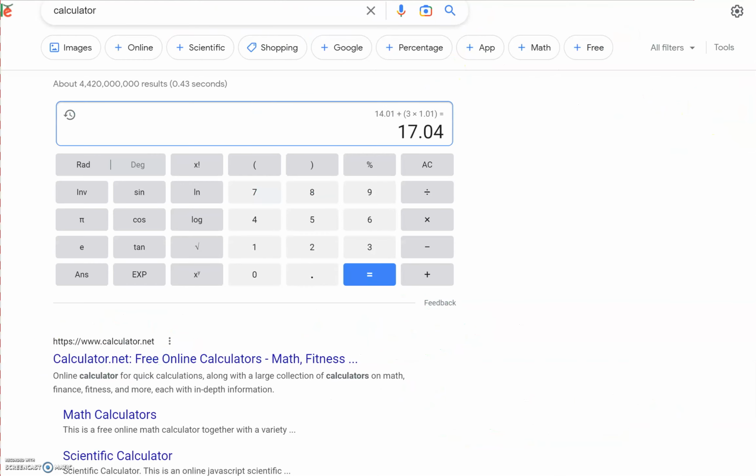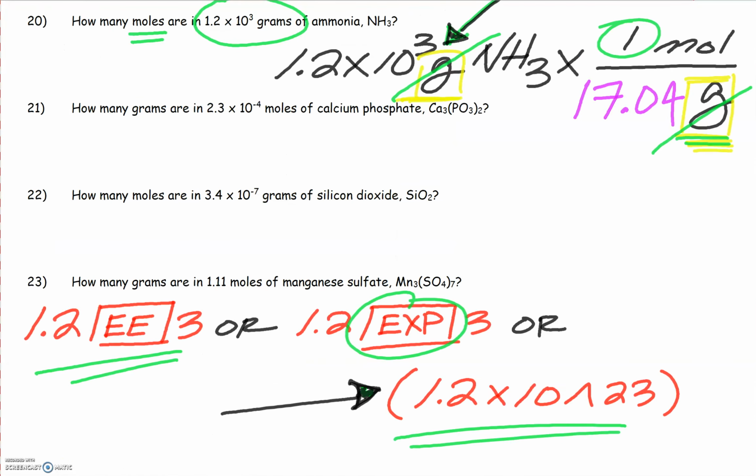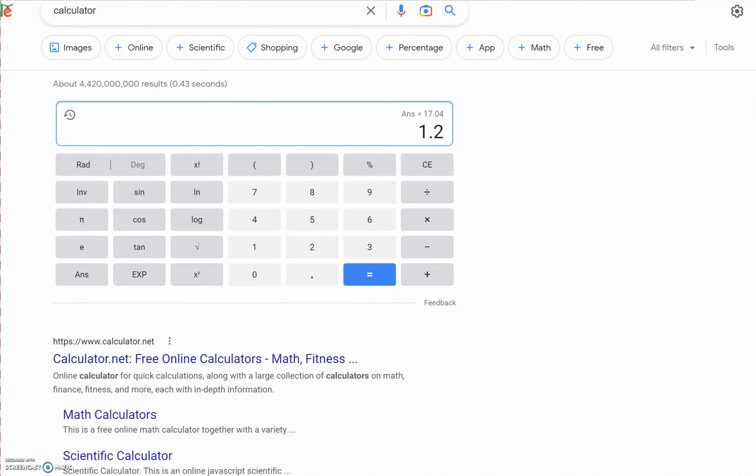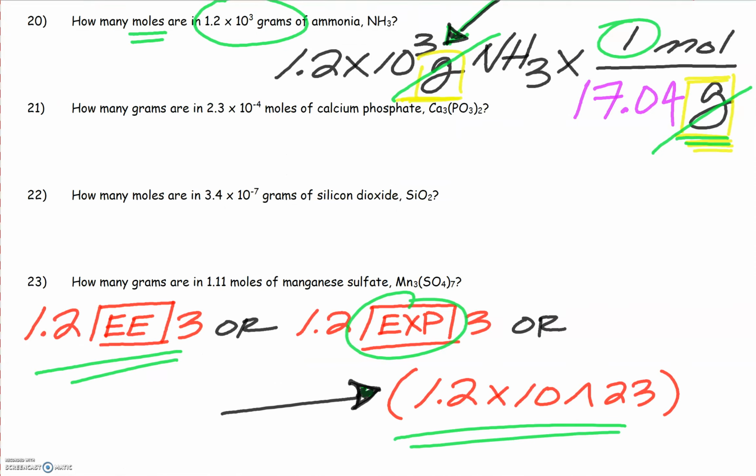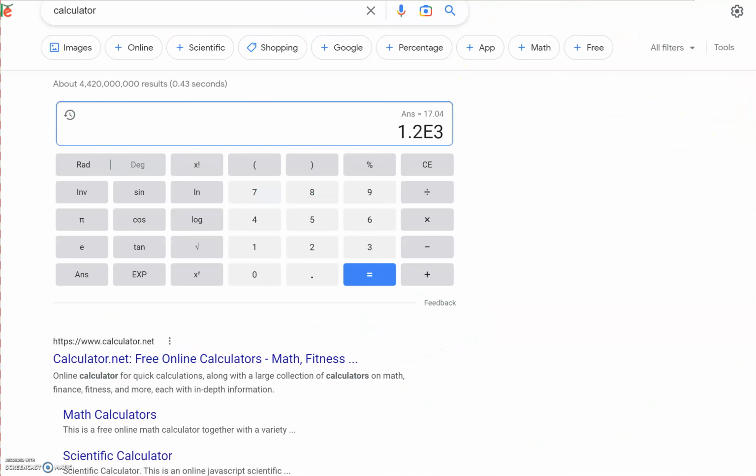So let's go to our calculator and let's go back, see it's 1.2 times 10 to the third. So we're going to go 1.2. There's the EXP key. And I'm going to go 3. That means 1.2 times 10 to the third. The E means times 10. And then if we go back, we're dividing by 17.04. So we're dividing by 17.04 because it is on the bottom. So we're going to go back over here and we're going to say divided by 17.04. And we hit enter.